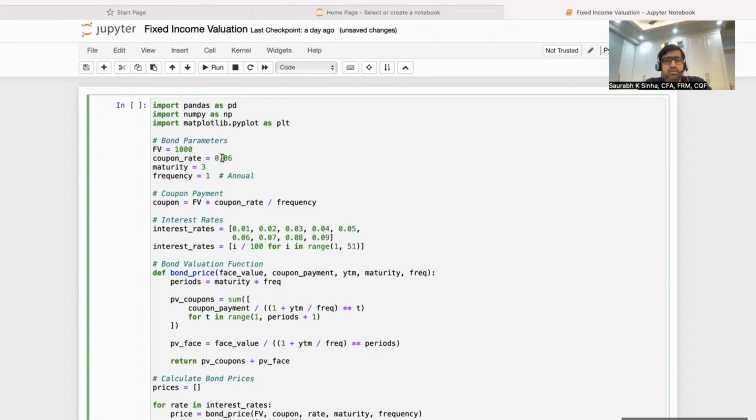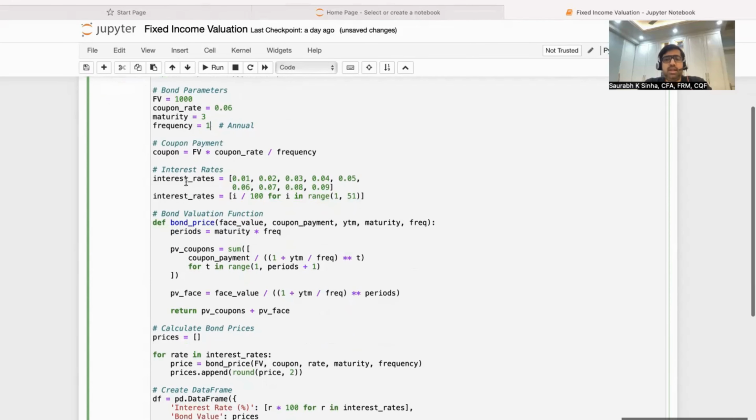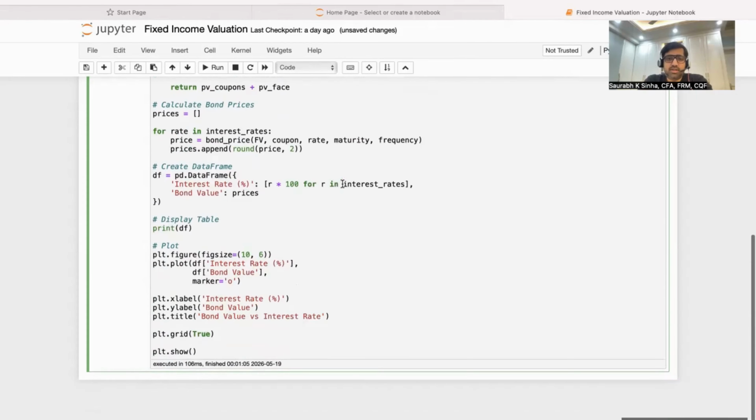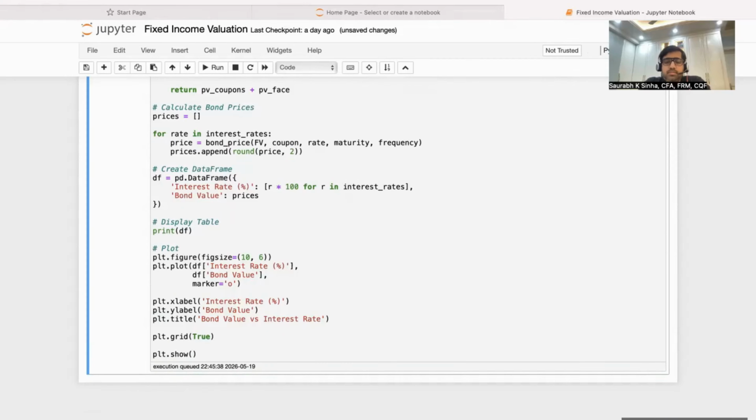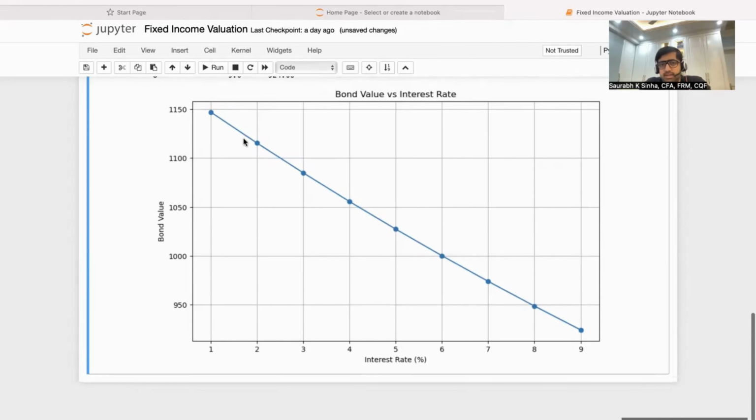So see, face value is 1000, coupon is 6%, maturity is 3 years, frequency of the coupon is annual, that's why 1. And first let's plot for interest rates 1 to 9%. When you plot it, you will not be able to see that curvature. Yes, there is a curvature, but it would be very, very slight. It would be a very nuanced curvature. Let's see. See, this is not linear. This is convex.